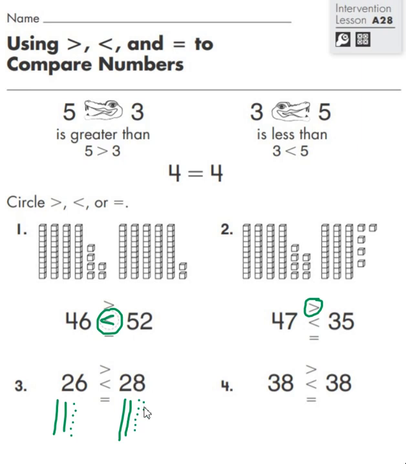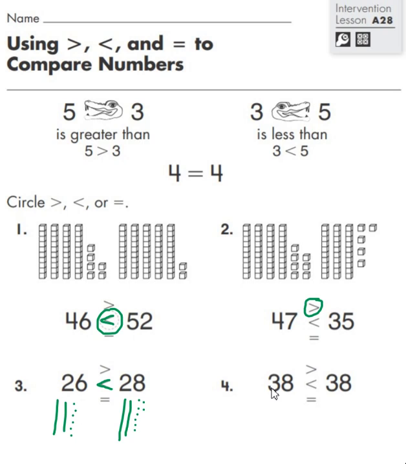So this number has more 1s and the same number of 10s. So this number must be bigger. So I want my alligator to chomp the bigger number, so I would read this as 26 is less than 28. It's a smaller number. My alligator's chomping my bigger number. 26 is less than 28.